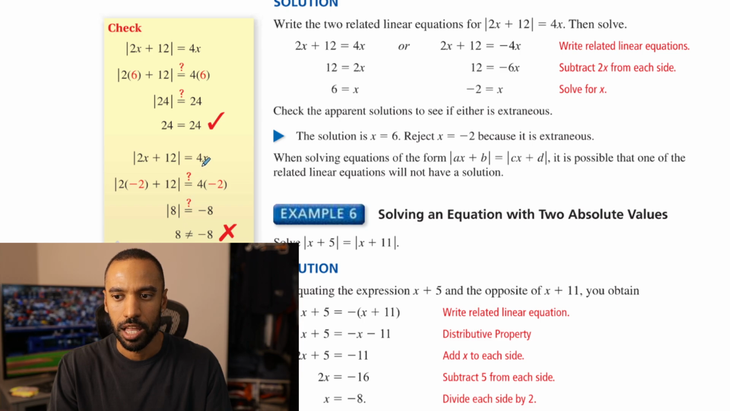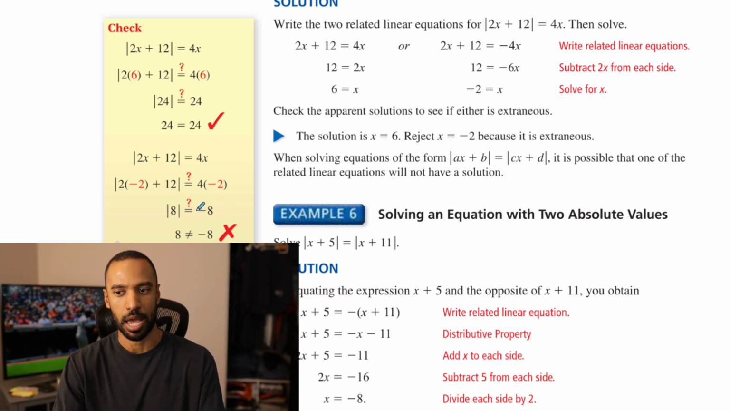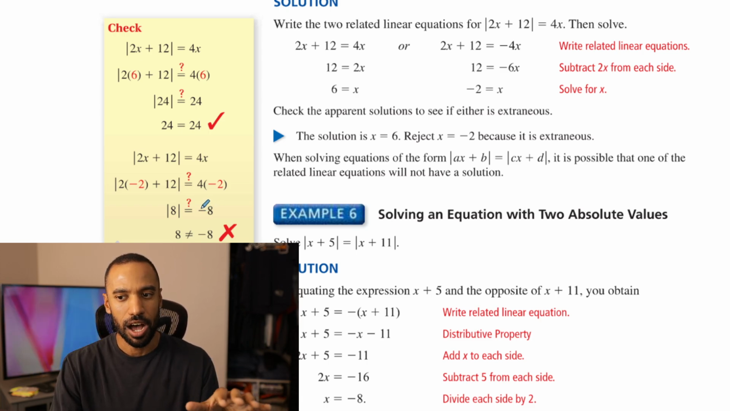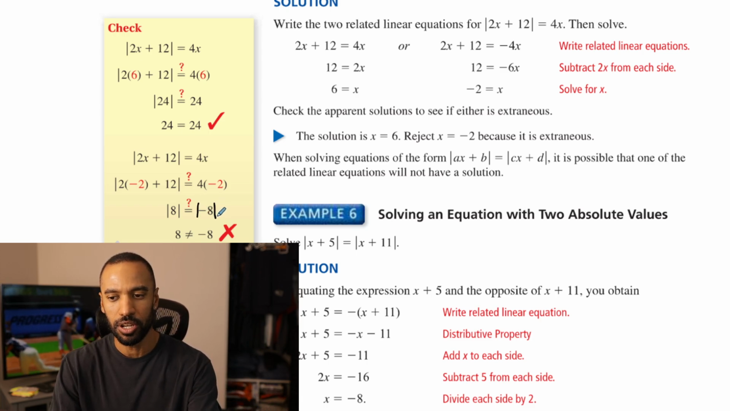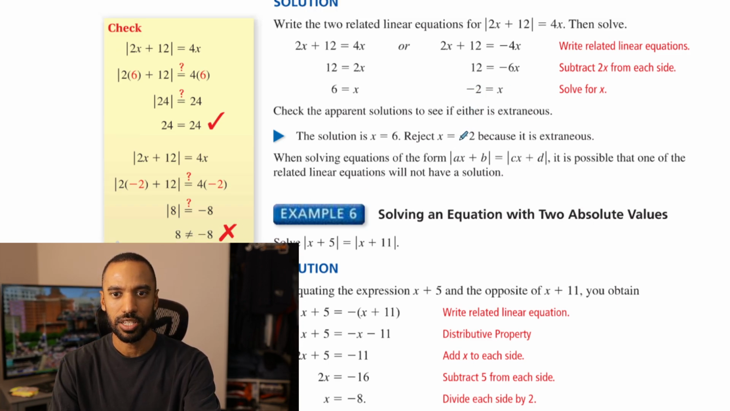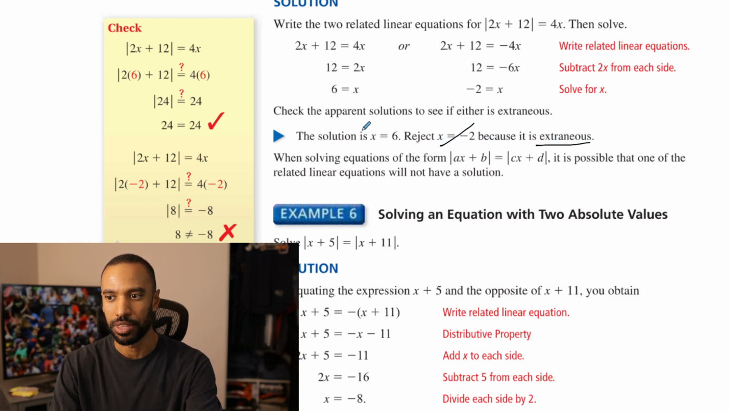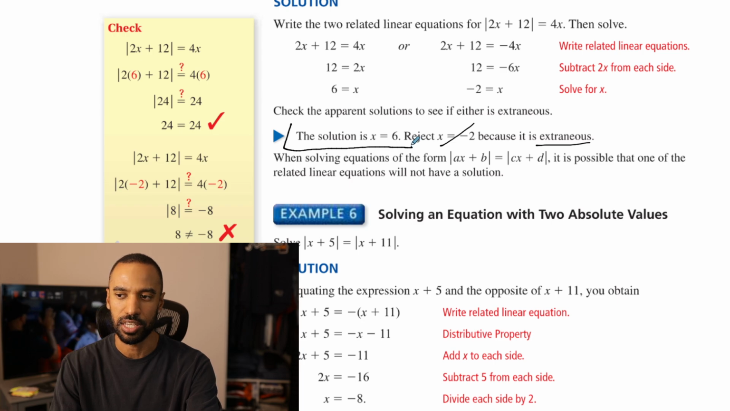Absolute value of 8 is 8. The problem is this becomes 4 times negative 2, which is negative 8, and that doesn't have an absolute value there. So see, it kind of got altered. If there was an absolute value there, we'd feel pretty good about things. But without it there, it says 8 equals negative 8, and that ain't true. They don't equal each other. Therefore, negative 2 is considered an extraneous solution. So we reject it. It doesn't count. The only solution is x equals 6.